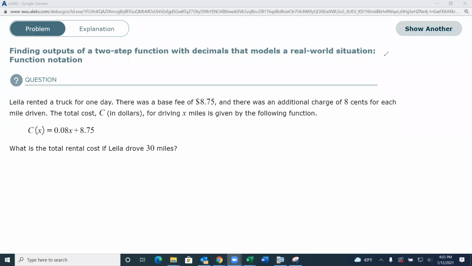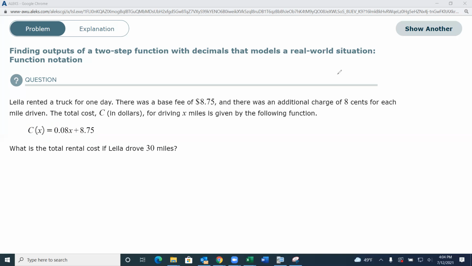Okay, so Leela rented a truck for 1 day. There was a base fee of $8.75, so she has to pay that automatically. And there was an additional charge of 8 cents for every mile. So C of x represents the total cost, C for cost, and x is just however many miles were driven. So the cost is $8.75 plus 8 cents for each mile driven, where x represents miles driven.